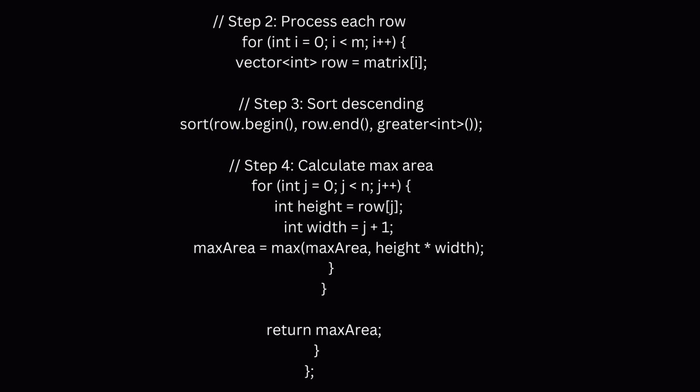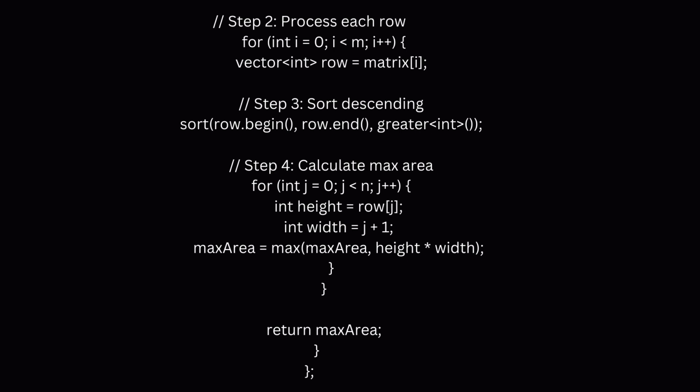In step 2, we process each row. For int i is equal to 0, i less than m, i plus plus, vector of int row is equal to matrix[i], then we sort it in descending order. In the descending process, we sort row by row with greater<int>. Then in the last step we calculate the maximum area.